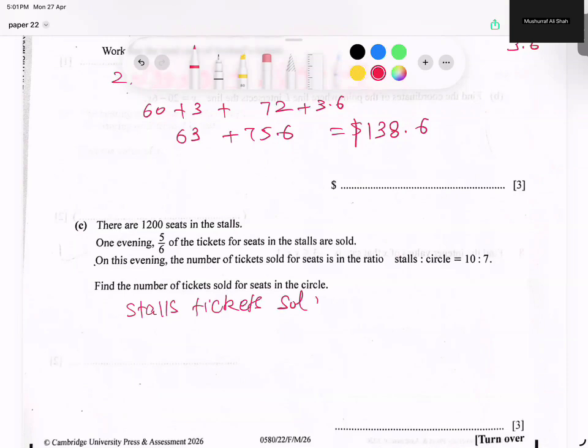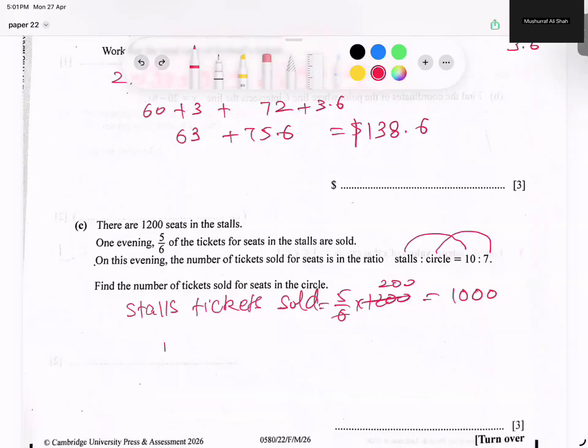Sold. How many sold? 5 over 6 times 2, 1200. If we check it, student, it becomes 200 from here and 1000 tickets sold. Okay, for stalls. Now he's saying the ratio of the sold tickets: stalls are 10 and circles are 7. So it means this will be equal to 10 and 7, question mark.